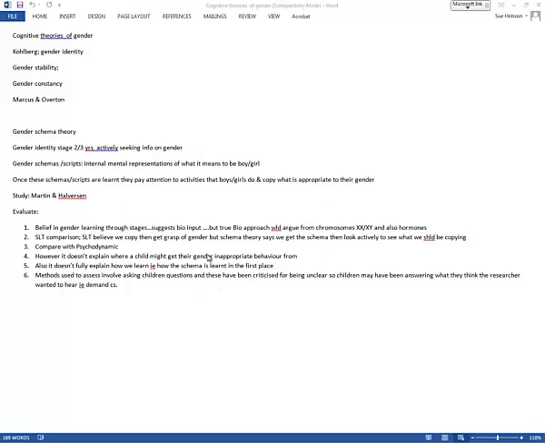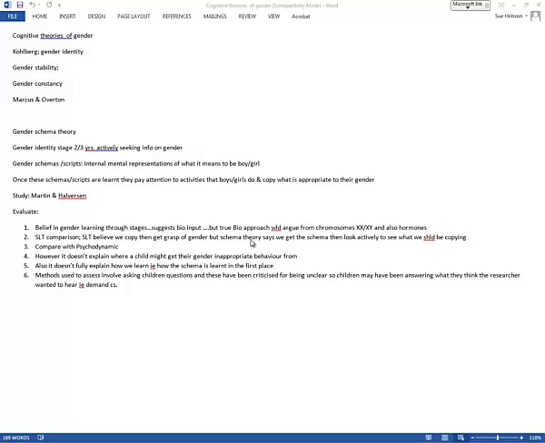SLT, nice comparison with social learning theory. Social learning theory, of course, believes that we copy and then we get a grasp of gender. Schema theory says it's the opposite, really. We get the schema and then we actively look to see what we should be copying. So there is a big difference with that.